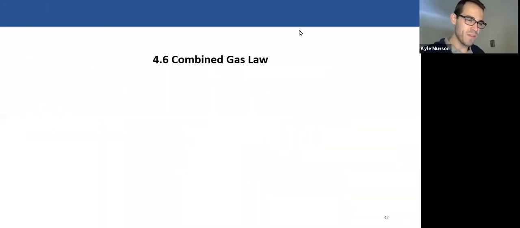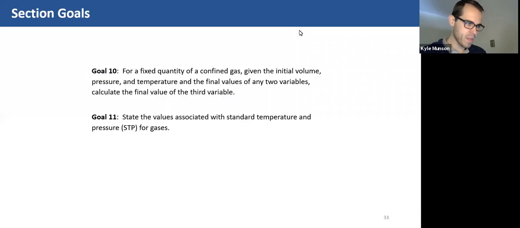This brings us to the end of chapter 4, which is the combined gas law. Same idea as the other two examples, the other two videos. Now we're going to basically have all the variables: pressure, volume, and temperature. So given those initial conditions, be able to solve for a final pressure, volume, or temperature, and then state the values associated with standard temperature and pressure, STP, for gases. I'll talk about that in an example.